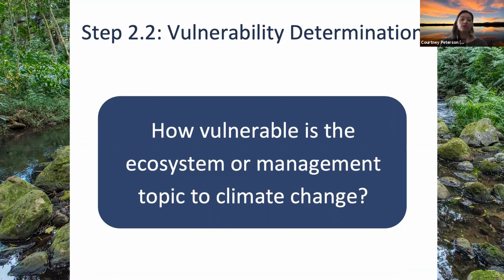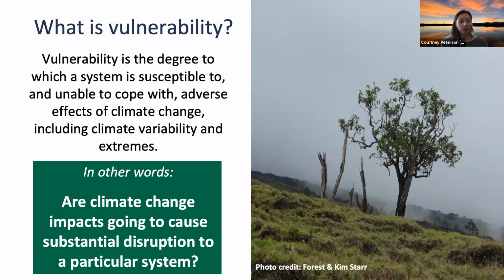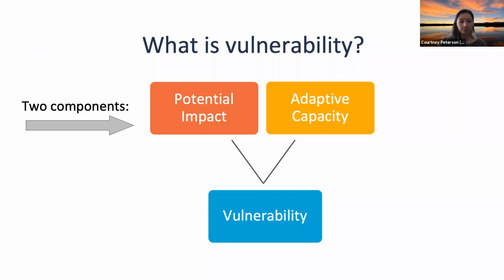And then we also want you to give a vulnerability determination for your project. We really want you to think about how vulnerable is the ecosystem or management topic that you're focusing on to climate change. Vulnerability is the degree to which a system is susceptible to and unable to cope with the adverse effects of climate change, including climate variability and those extremes. In other words, are climate change impacts really going to cause substantial disruption to a particular system? That's the definition of vulnerability that we're using for the adaptation workbook.